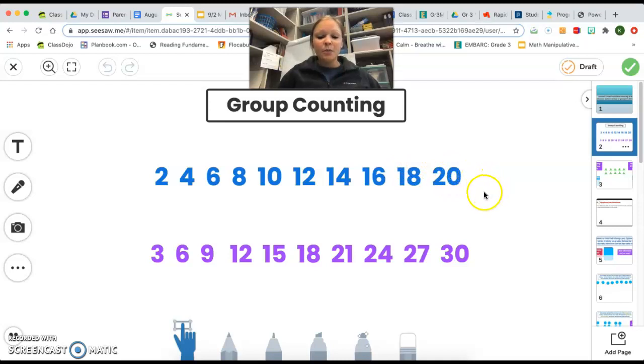Good job. Now we're going to move on to group counting by threes. Same thing. We're going to go forwards and backwards, so follow my cursor. 3, 6, 9, 12, 15, 12, 9, 12, 15, 18, 21, 24, 21, 18, 21, 24, 27, 30, 27, 24, 27, 30. Great job skip counting.